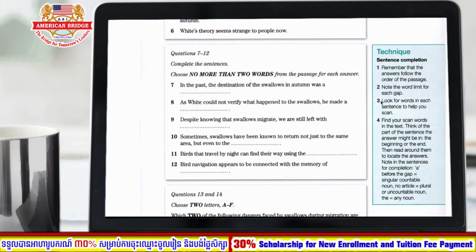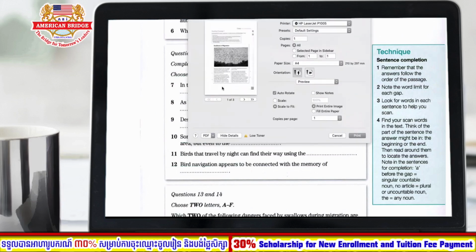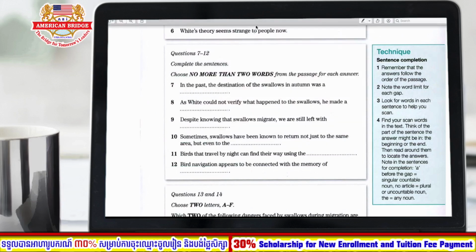Number 3, look for words in each sentence to help you scan. Here, as an example, in the past, the destination of the swallow in autumn was up. So the keywords are supposed to be the destination and the autumn, right? Last but not least, find your scanned word in the text. Think of the part of the sentence the answer might be in, the beginning or the end. Then read around them to locate the answer.